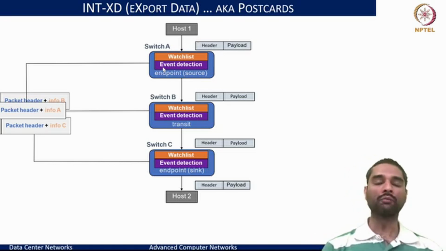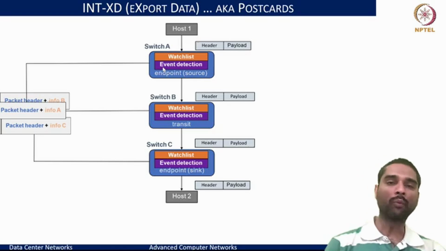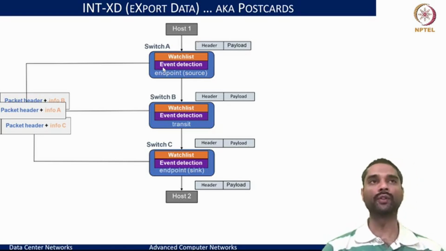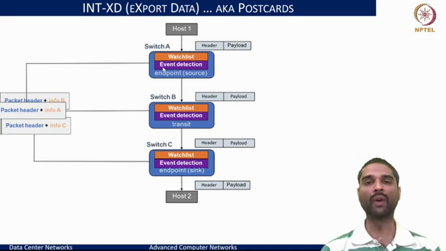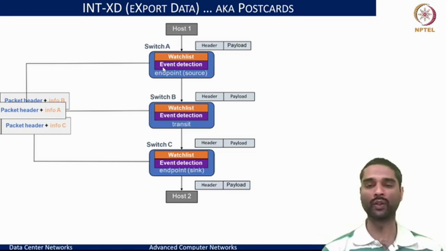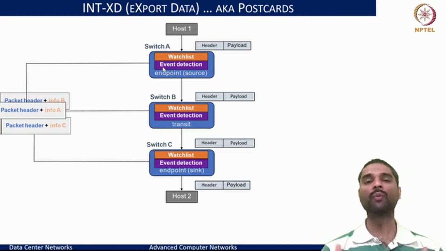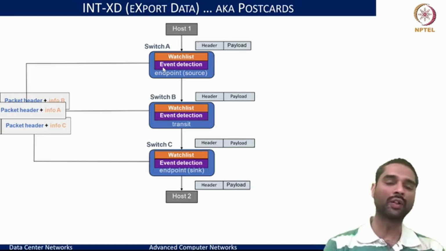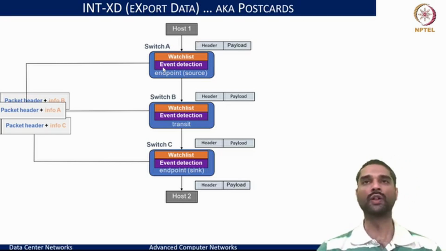This, in a way, we can see complements what we saw earlier with the INT embed data format, where the data was flowing in band. Here, the INT information that is collected is flowing at each switch, although in band with respect to how the packets are going to be processed at each switch, but the information itself is sent out of band in separate postcards.